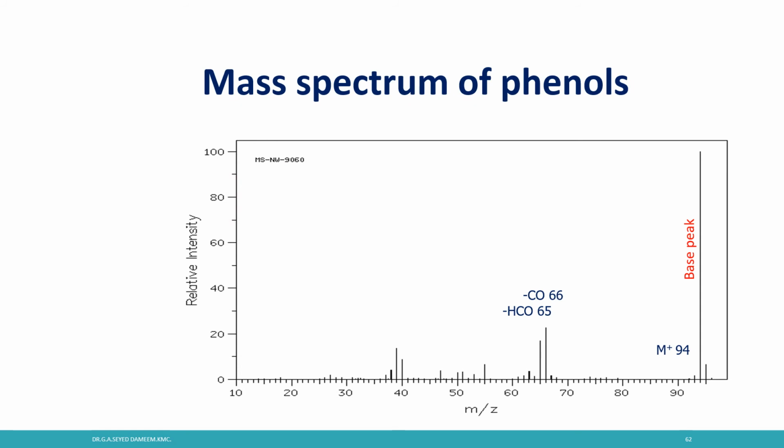This slide shows the mass spectrum of phenol, and it gives a molecular ion peak, which is itself the base peak because that ion has greater stability. At m/z 94, that peak is the base peak and the molecular ion peak, and the peak at m/z 95 is the isotopic M plus 1 peak. The peak at m/z 66 is due to loss of CO from the molecular ion, and the peak at 65 is due to loss of HCO, and the remaining peaks are daughter ion peaks. These are formed by fragmentation.